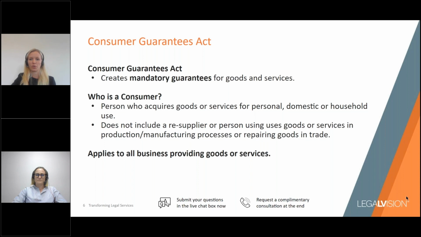A consumer is a person who acquires goods or services of a kind ordinarily acquired for personal, domestic, or household use or consumption. It does not include a person using goods or services for the purposes of resupplying them in trade, using them in a manufacturing process, or to repair other goods as part of their own business. Now that we know what a consumer is, let's look at who the CGA applies to. The CGA will apply to all businesses who sell goods or services in the course of trade. So, if as part of your business you sell goods or provide services to people for their personal use, such as clothing or electronics, the CGA will apply to you.